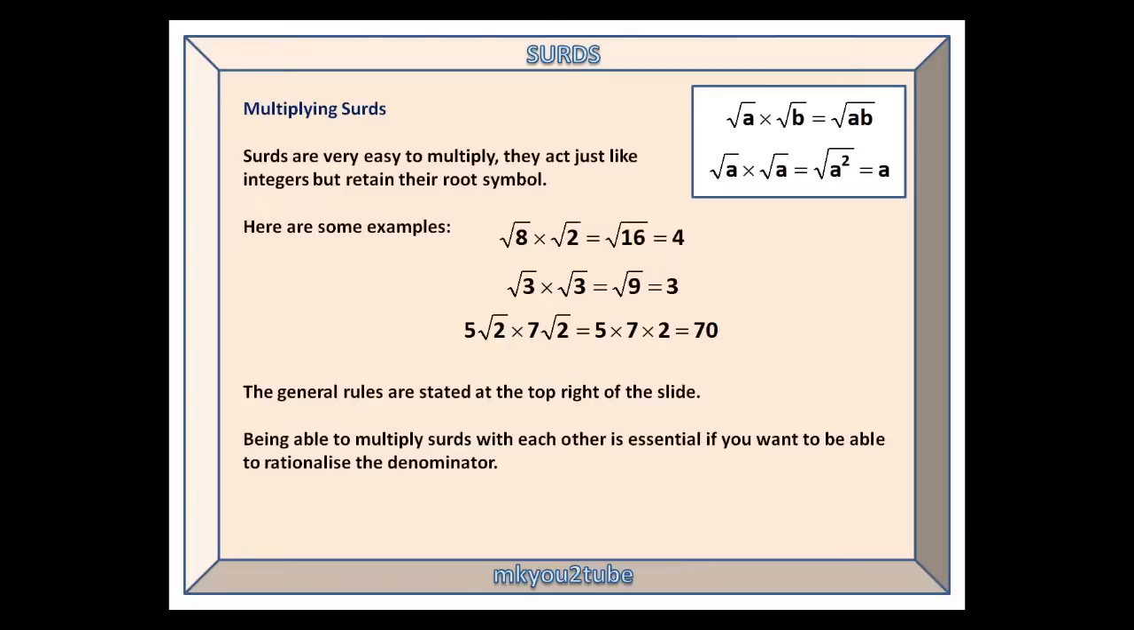This should not be a surprise, since the whole point of root 3 is that it is the number which, when multiplied by itself, gives you 3 as the answer. For 5 root 2 times 7 root 2, we simply multiply 5 and 7 by the answer to root 2 times root 2. The general rules are stated at the top right of the slide. If we multiply root a by root b, we get root ab, like root 3 times root 5 is root 15. And if we multiply root a by itself, we get a. Being able to multiply surds with each other is essential if you want to be able to rationalise the denominator.